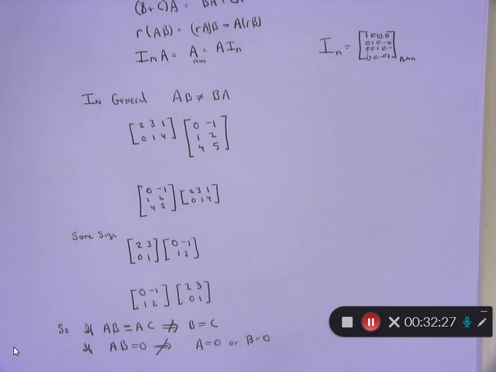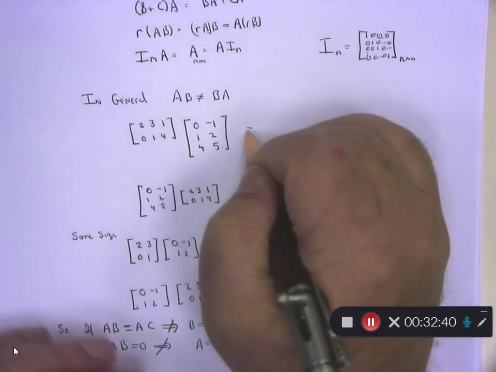Order matters. Who's the guy in the front? Who's the guy in the back? And the reason for that is this row by column. If you switch it up, you're now working with columns and with the rows, and they don't match up. So an example here would be this.